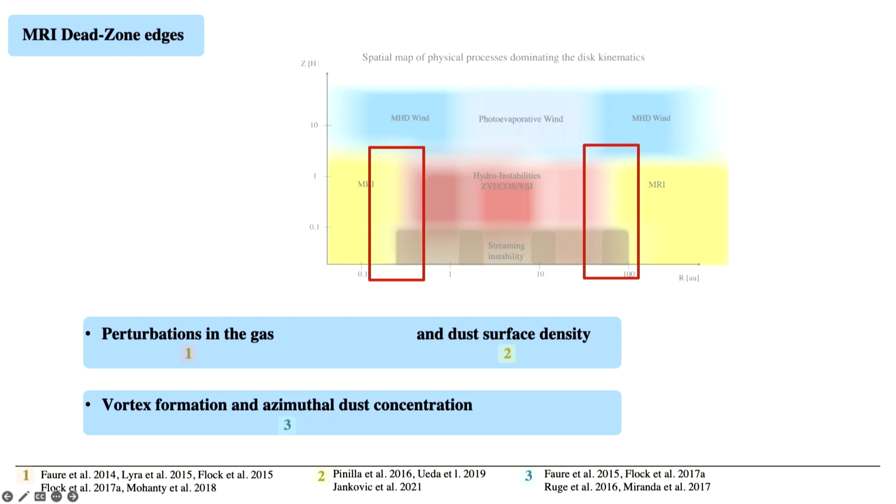And on top of that, at these regimes where you have this gas surface density bump, you can have Rossby wave instability, you can have vortex formation, and even further azimuthal dust concentration.